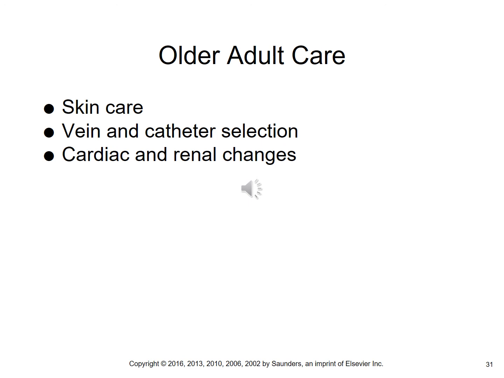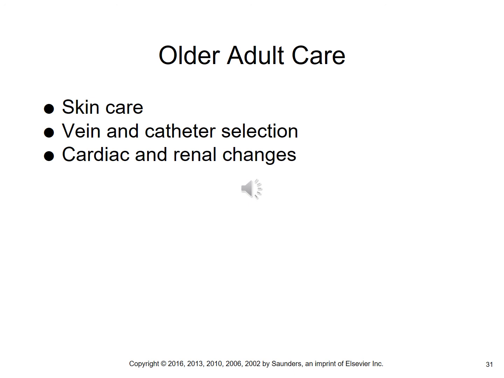We don't oftentimes utilize a tourniquet on older adults because it can cause hematomas if left on too long. So we can use a blood pressure cuff. We can tap lightly on their vein. We can ask them to open and close their fist. We can use a warm compress. We can tell them to lower the extremity below the heart.